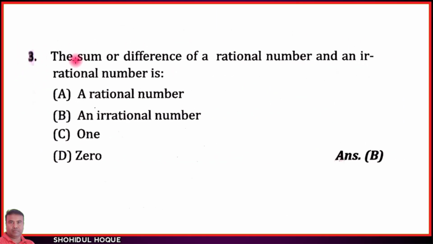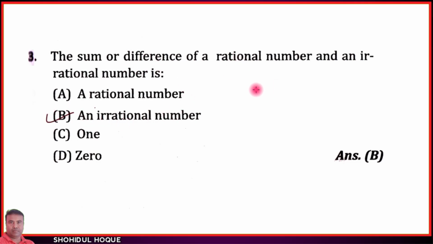Next question number 3. The sum or difference of a rational number and an irrational number is option A rational number, option B an irrational number, option C 1, option D 0. Correct option B, an irrational number.